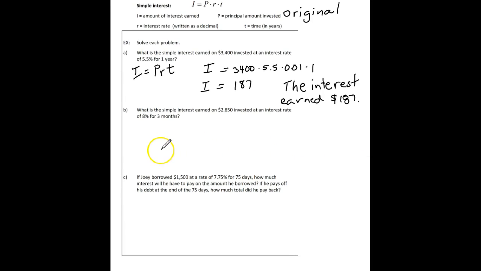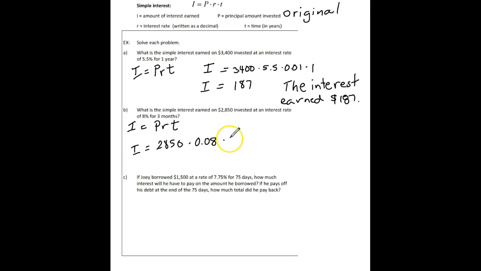All right, so let's look at this one. What is the simple interest earned on $2,850 invested at an interest rate of 8% for 3 months? Here's where I said you got to be careful, because this is not actually in years, this is in months. Okay, so we're going to go ahead and fill in what we know. So our original amount is $2,850. Our rate is 8%, so that's 8% times 0.01, or the answer ends up being 0.08. And then times our time in years, but 3 months.